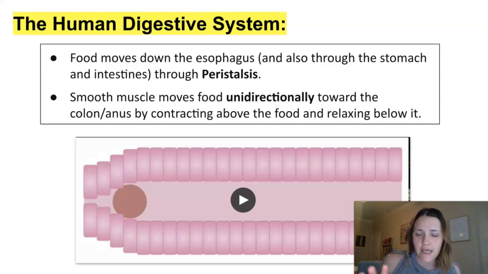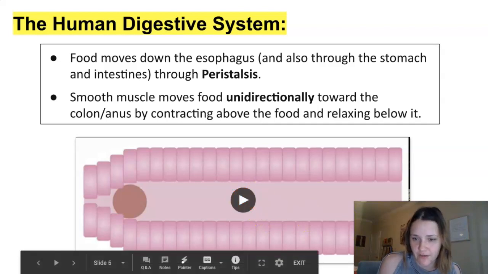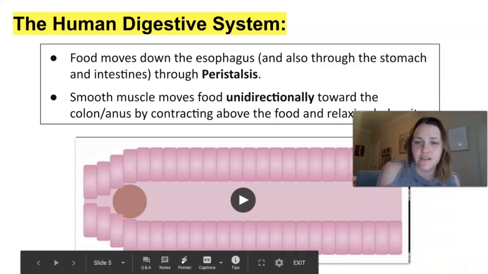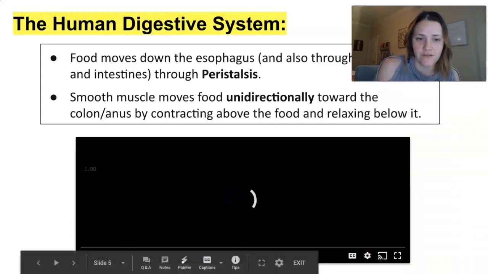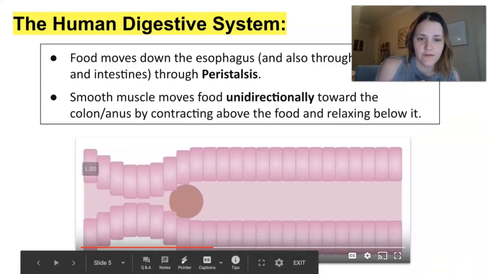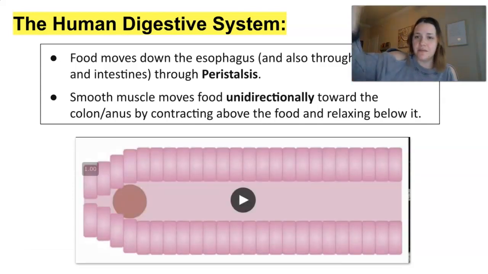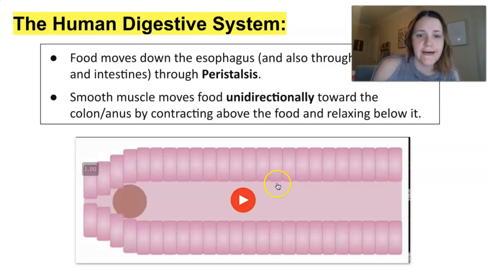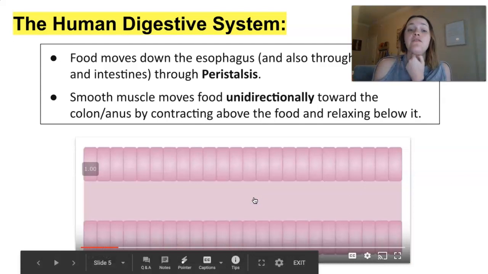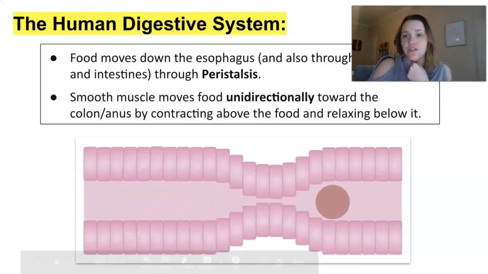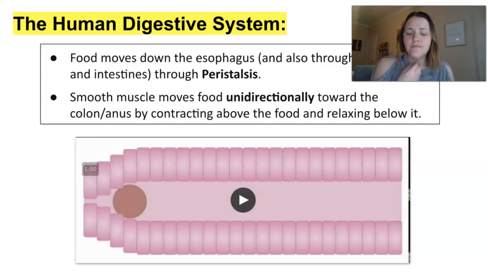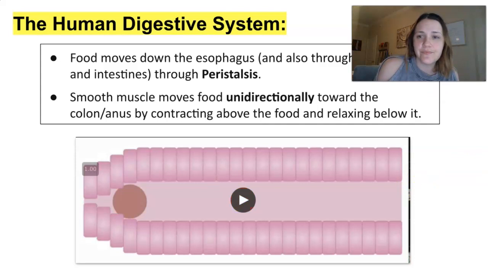That sounds crazy, and it's totally okay if the words don't make sense, but as soon as I show you this video, you'll be like, oh, that's peristalsis. This is what peristalsis looks like. So it's kind of like squeezing toothpaste out. You squeeze above the toothpaste to push it down toward your toothbrush. Your esophagus is going to squeeze above the food to push it down toward your stomach. And when you swallow, you can almost visualize this happening, which is pretty crazy.